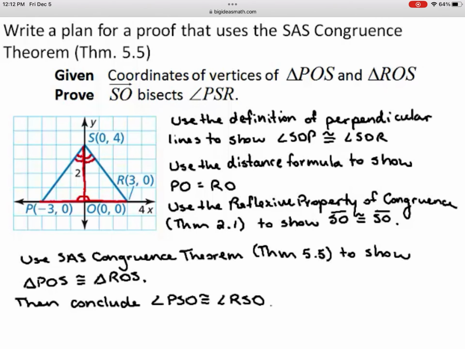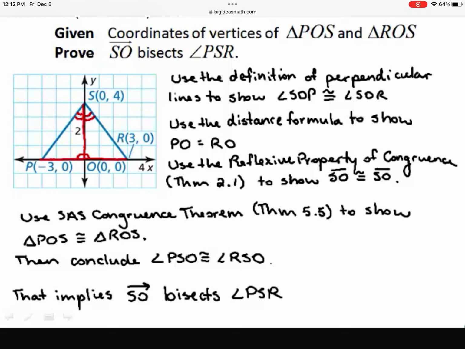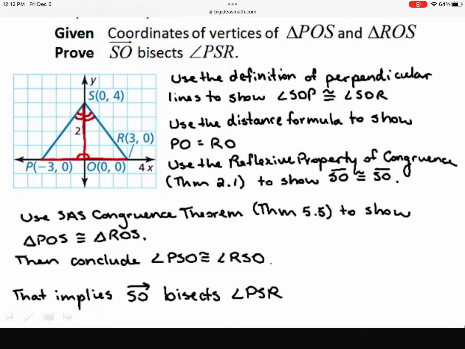Then conclude that angle PSO is congruent to angle RSO. That implies ray SO bisects angle PSR, because ray SO splits angle PSR into 2 congruent angles.